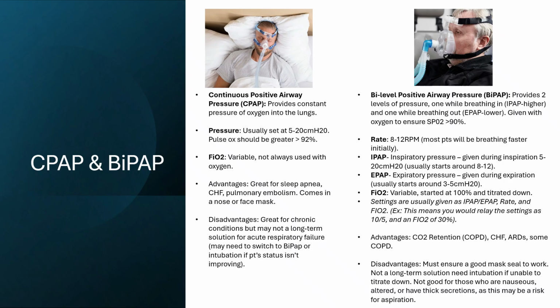So when you think about BiPAP, again, you're going to set your rate between 8 and 12. Most patients are going to be breathing faster than that initially, but you want to set a steady rate. So if the patient kind of fails a little bit at breathing, they can fall back on that rate. So your inspiratory pressure, like I said earlier, is typically higher. So this is a higher concentration or higher pressure of oxygen that's given during inspiration.